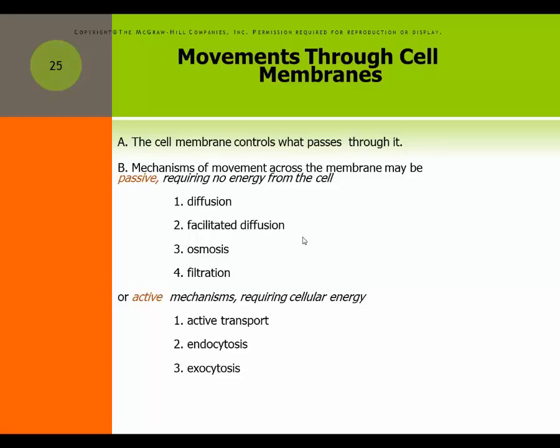There are 4 different types of passive movement: diffusion, often called simple diffusion, facilitated diffusion, osmosis, and filtration. Please take good notes on this section.